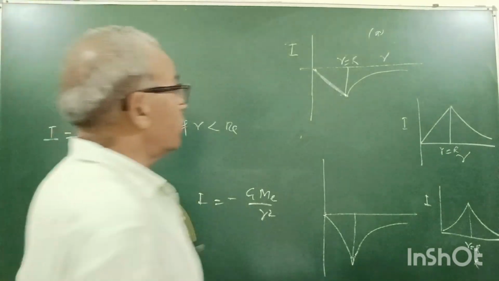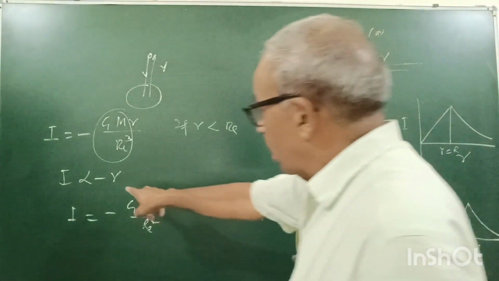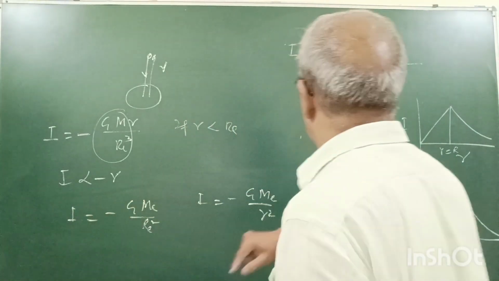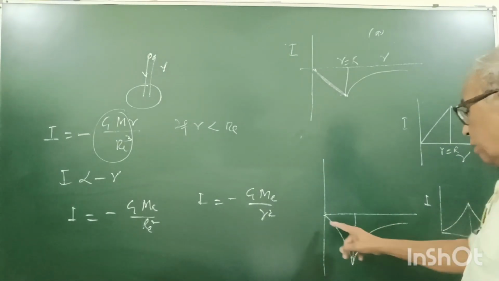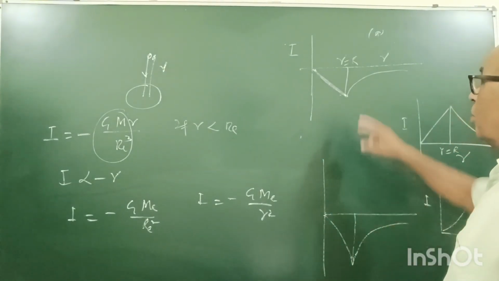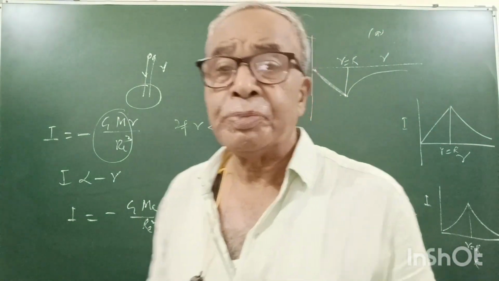So correct option is our A. Because linear is proportional. This is wrong. Because positive, this is positive. This is curve. That's why it is wrong. So correctly the intensity is represented by this graph.